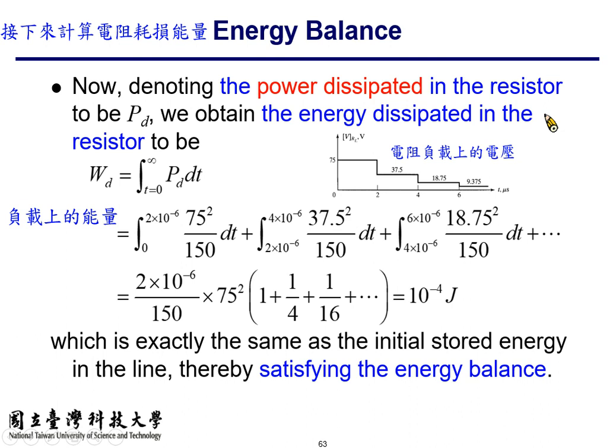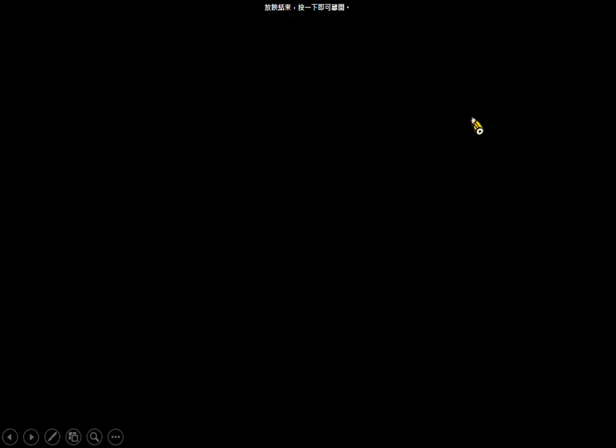Okay, so the stored energy on the transmission line is completely dissipated by the resistor. So by comparing the energy calculated with these two relationships, with these two equations.